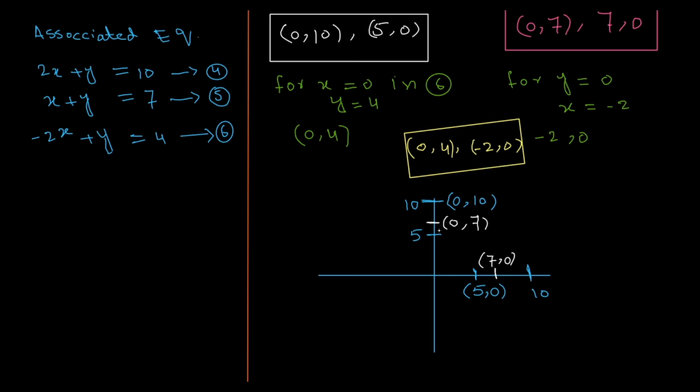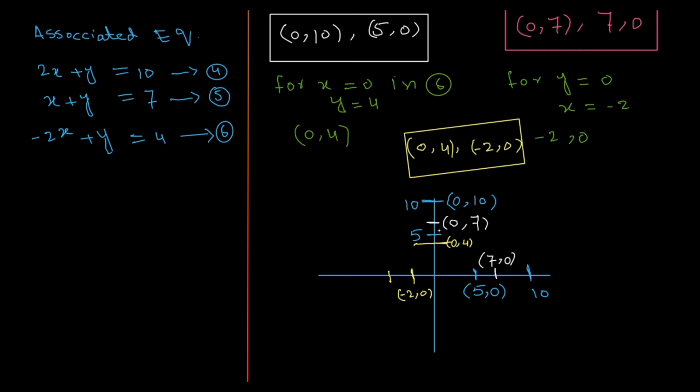And the next point is (0, 4). When we check, (0, 4) will be the point over here. So let me draw this point over here which is (0, 4). Okay, and the next is (minus 2, 0), x is equal to minus 2. If this is 5, it means that this will be minus 2. Yes, so this point is (minus 2, 0).